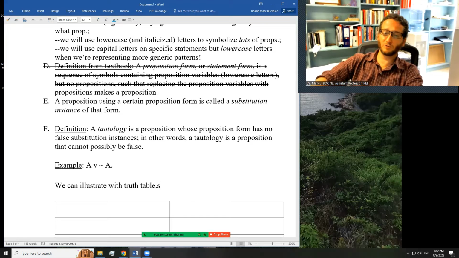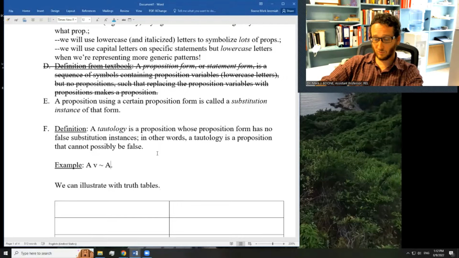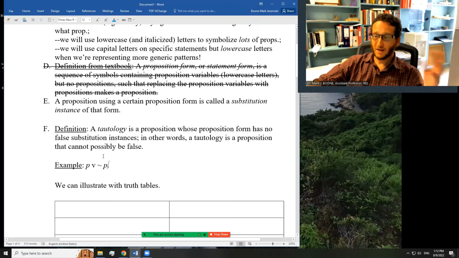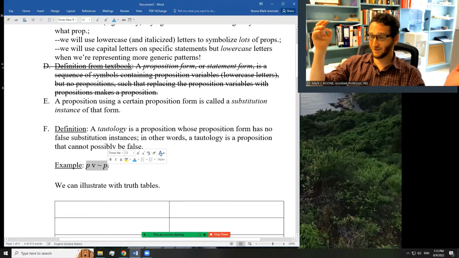Now, if I was giving you the form of a proposition, I wouldn't give you A or not A here. A wedge tilde A, meaning A or not A. I give you P or not P lowercase, P wedge tilde P, meaning either P or not P. That is a tautology, and it stands for every such tautology that has that pattern.